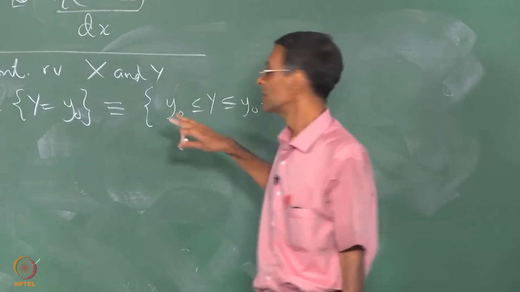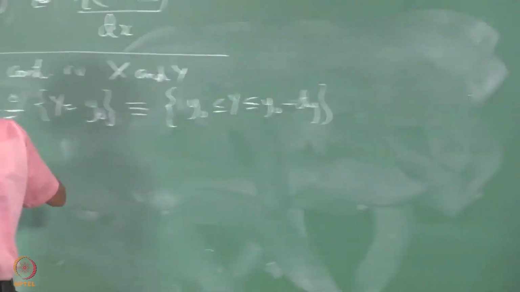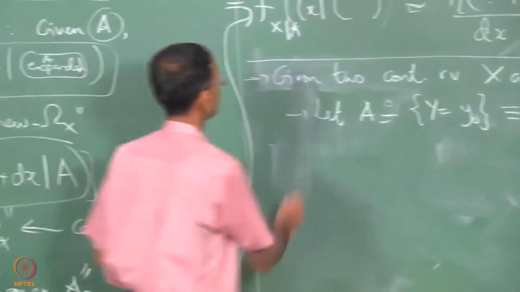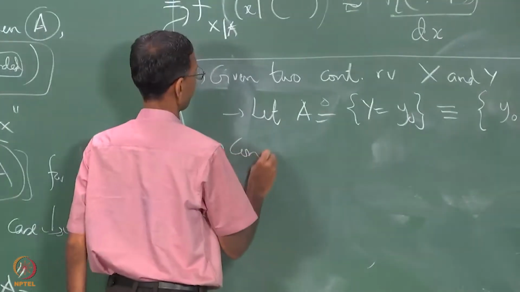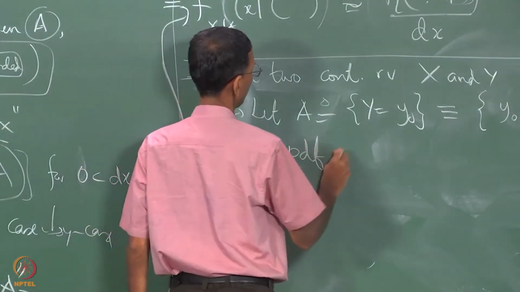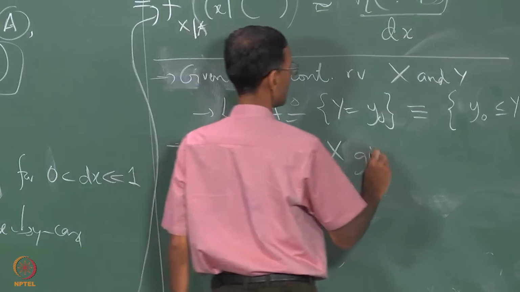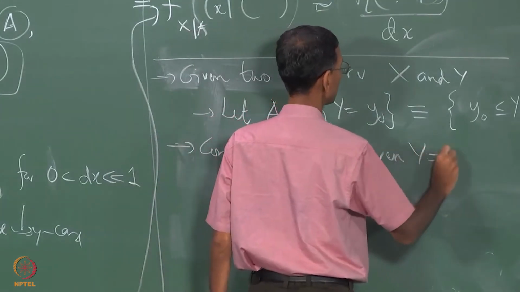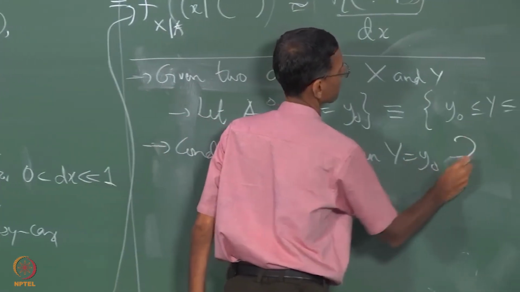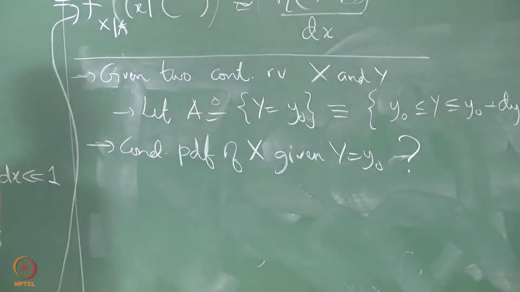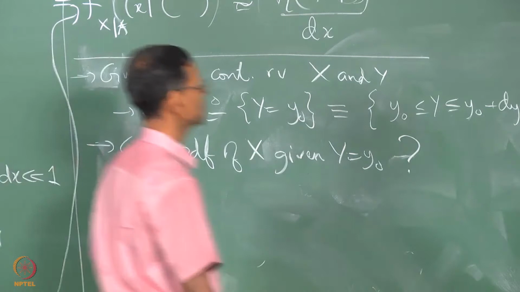Isn't it? Now can I talk of the conditional density function of x, the PDF of x given y equal to y naught? How do I go about calculating this? So let us draw a picture and try to see what's right.